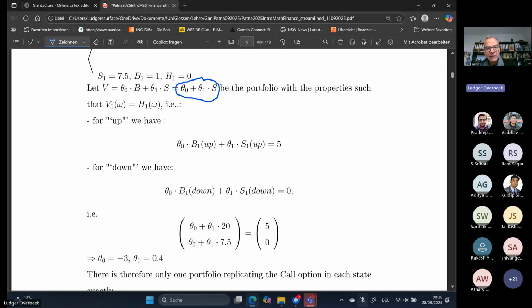So this means you have now two scenarios. We call them up and down. In the up scenario, that's where the equity value is 20, this means S1 up equals 20. If it's going up to 20, and S1 down is 7.5. Now, this we know. We don't know the probability of up and down. But you have to solve these two equations.